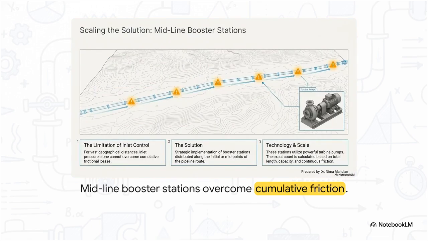However, for vast geographical distances, remember those 23,000 kilometers we discussed earlier? Inlet pressure alone simply cannot overcome the cumulative frictional losses. The fluid would literally just stop moving. This makes strategically placed midline booster stations, utilizing these really powerful turbine pumps, an absolute physical necessity. Engineers actually calculate the exact count and placement of these stations based on total length, capacity, and that continuous friction.